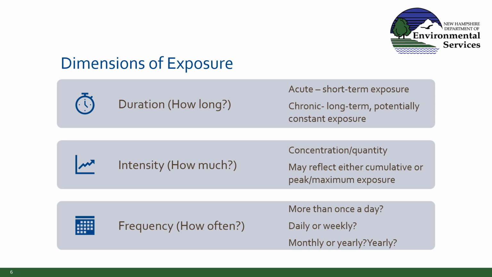First, how long? Second, how much? And third, how often? As introduced on the last slide, acute versus chronic exposure helps us to appreciate the duration of exposure. Cumulative or additive exposure, or peak or maximum exposure, are incorporated into the dimension of intensity, reflecting the concentration or quantity of the exposure. For frequency, we consider whether an exposure occurs daily, monthly, or rarely across a person's lifetime.